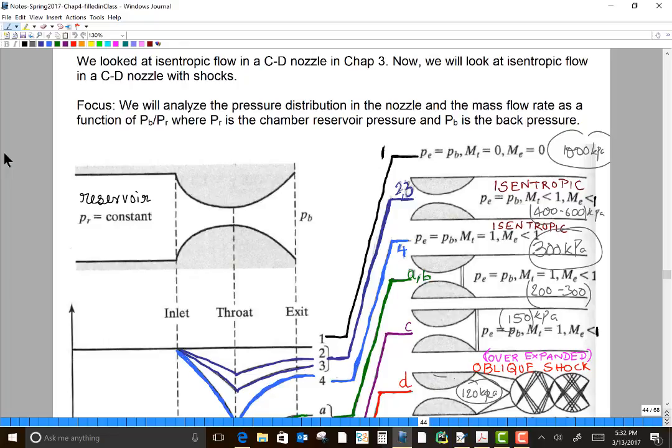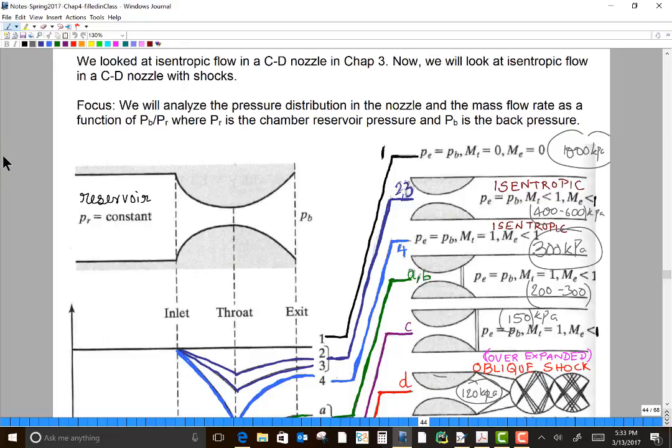So these are the three control variables: PR, AE by AT, or the nozzle shape, and PB. Sometimes people combine PB and PR into a variable which is PB by PR. In essence, there are three pieces of information: the nozzle design, the reservoir condition, and the condition on the back end, which is essentially the ambient atmospheric or environmental condition into which this nozzle is emptying fluid.